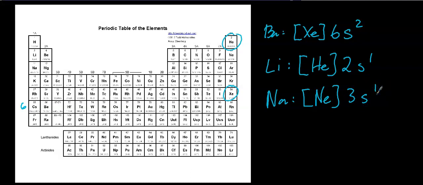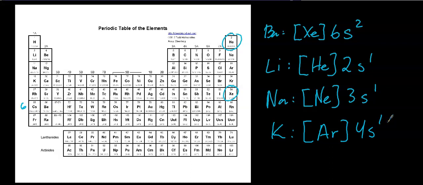All right, go ahead and write the condensed configuration for potassium. Pause the video. So the noble gas that comes before potassium is argon. And then we continue with 4s1. What do you notice here? So we see that lithium, sodium, and potassium, which by the way are in the same vertical column on the periodic table, they end kind of the same way. We'll talk more about that in just a little bit.